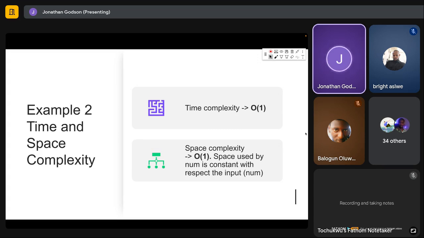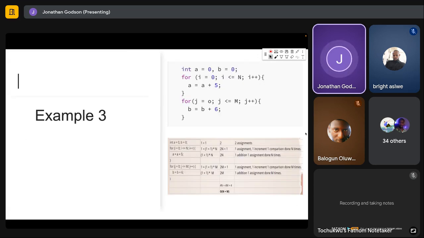We'll look at the third example. If you have a question, you can ask before we continue.